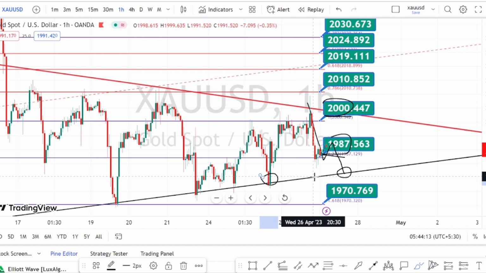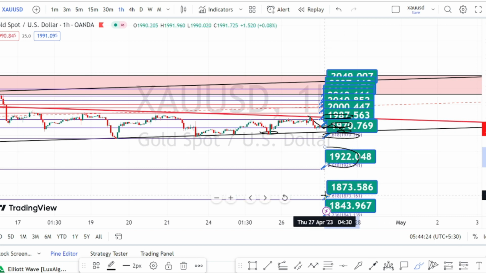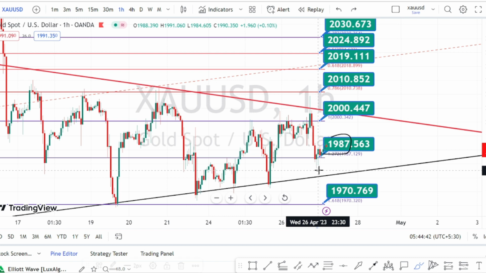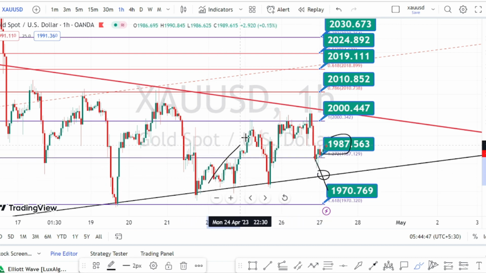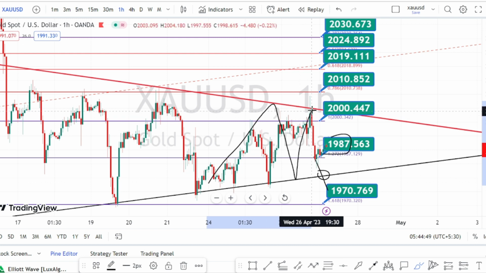Once this support line is breached, next level of support is going to be around 1970, 1922, 1873 and 1843, which means that it is giving a directional breakout on the bearish side from this symmetric triangle pattern consolidation.